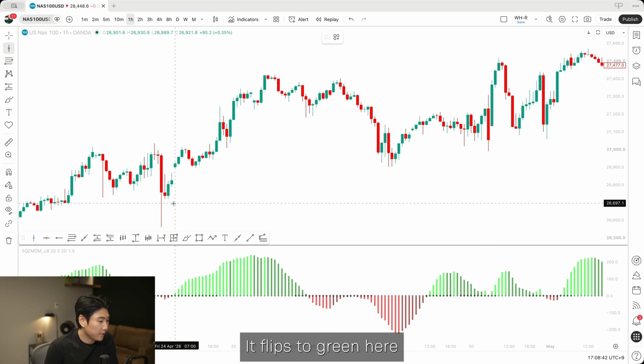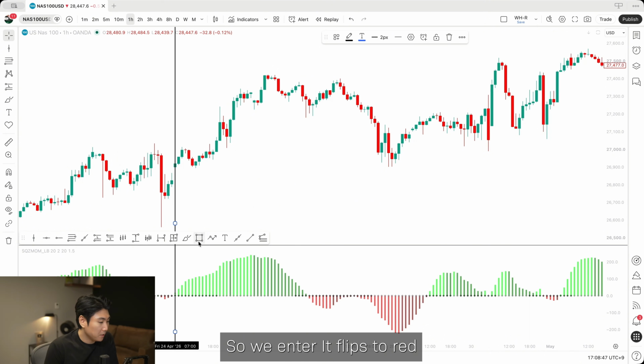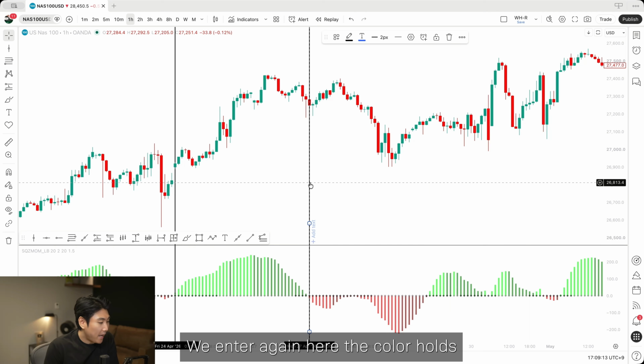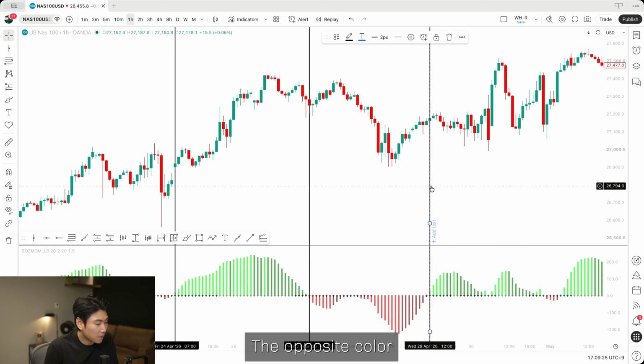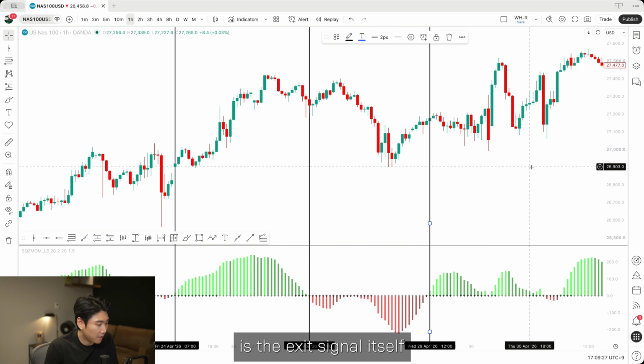It flips to green here, so we enter. It flips to red, we exit. We enter again here, the color holds, so we hold. The color flips again, we exit. The opposite color is the exit signal itself. Entry and exit come as one package.